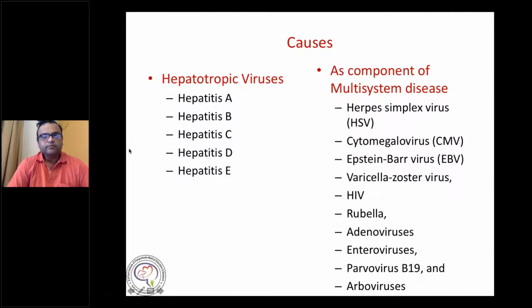When we say hepatitis, essentially we mean hepatotropic viruses, but other viruses can also infect or cause illness in the liver. Hepatotropic viruses are those which are predominantly associated with liver diseases, named A to E, although G and H are also known, but the main concern is A, B, C, D, and E. Others, as a component of a multi-system disease, we can have as a part of herpes simplex, CMV, EBV, and almost all viruses can secondarily infect the liver.